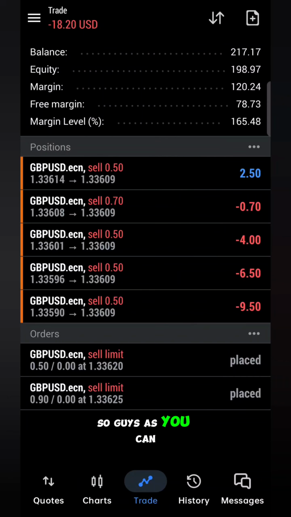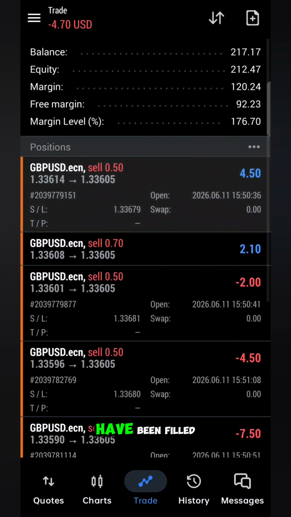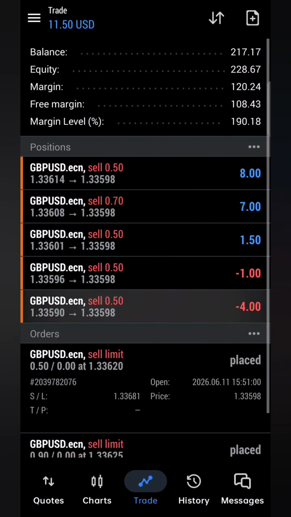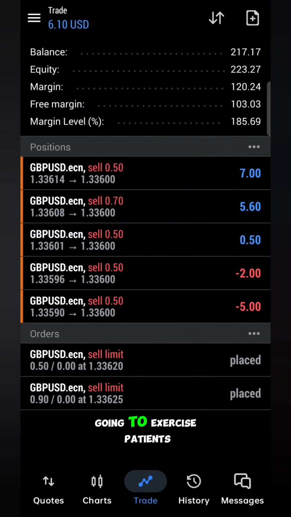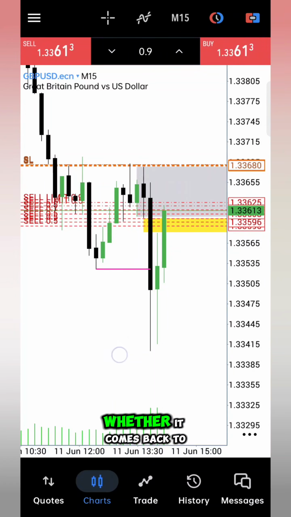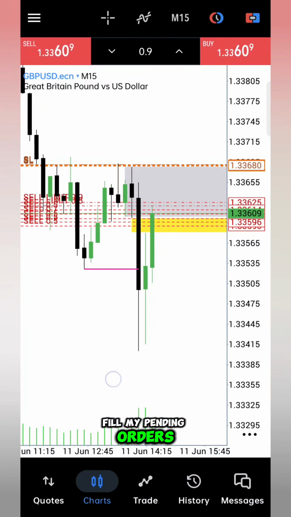So guys, as you can see here, I have a mixed situation. Some of my market orders have been filled, while some of my pending orders are still waiting to be filled. So at this point, I'm going to exercise patience and wait to see how the market delivers from here, whether it comes back to fill my pending orders or continues pushing down.